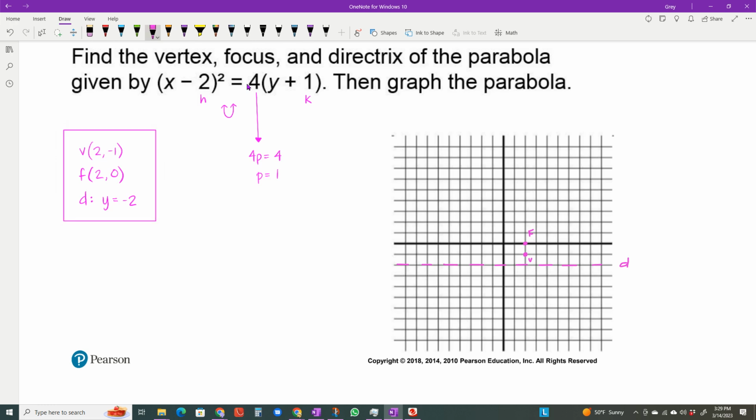And then to finish graphing, I'm going to go to my focus, and I'm going to use this number here and go half on each side of my focus. So I'm going to go half of 4 is 2. So 2 to the left and 2 to the right. And that is all that you have to do. That's all you need to know to be able to pick it out from your graph.